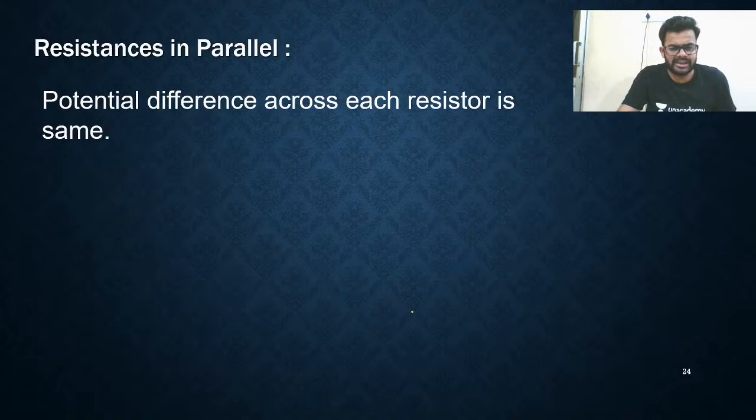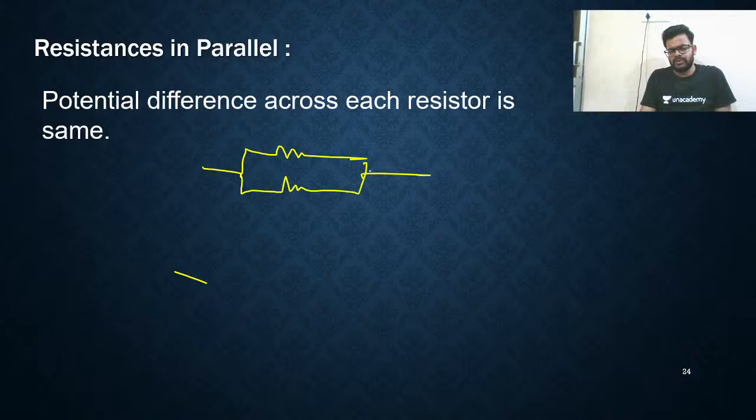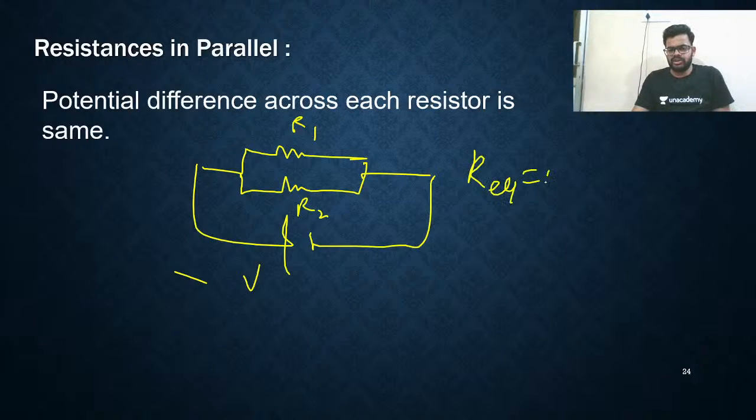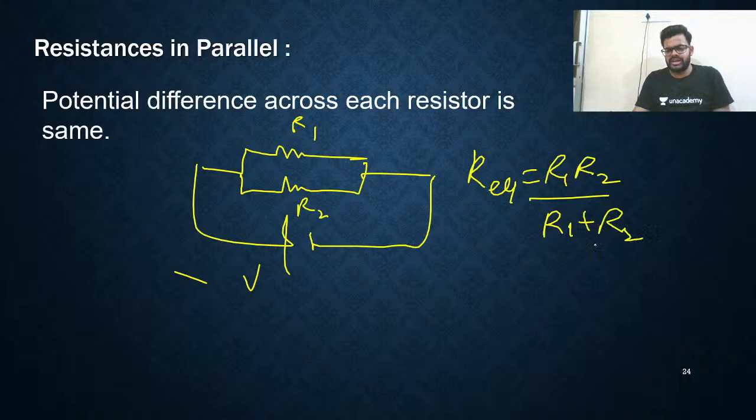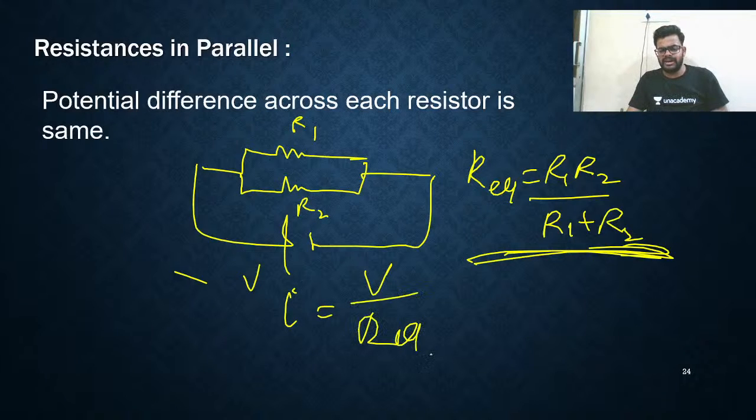Now one shortcut, my dear. Just remember this shortcut. If only two resistances are there, what you will do? Let's say this is V, this is R1, this is R2. So you will directly say R equivalent is equal to R1 R2 divided by R1 plus R2. Remember this short trick and short formula. I will be equal to V upon R equivalent. You will get the current.